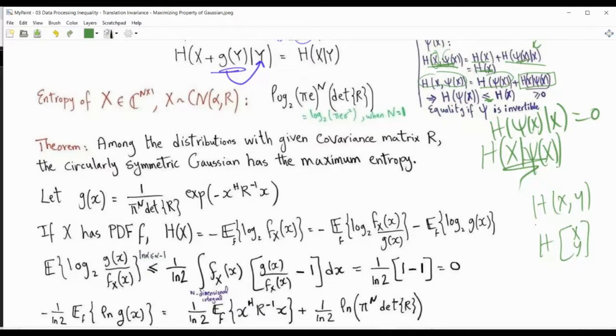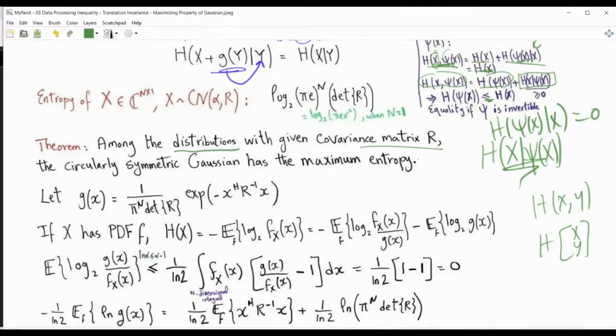So suppose again that you have a random vector, and this random vector is constrained to have a certain covariance matrix. Then you ask yourself, what is the distribution of the random vector with a given covariance that has the maximum entropy? We are doing this for continuous random variables, but I will not go back and forth between entropy and differential entropy. I will just say entropy. So what is the distribution given a covariance matrix?